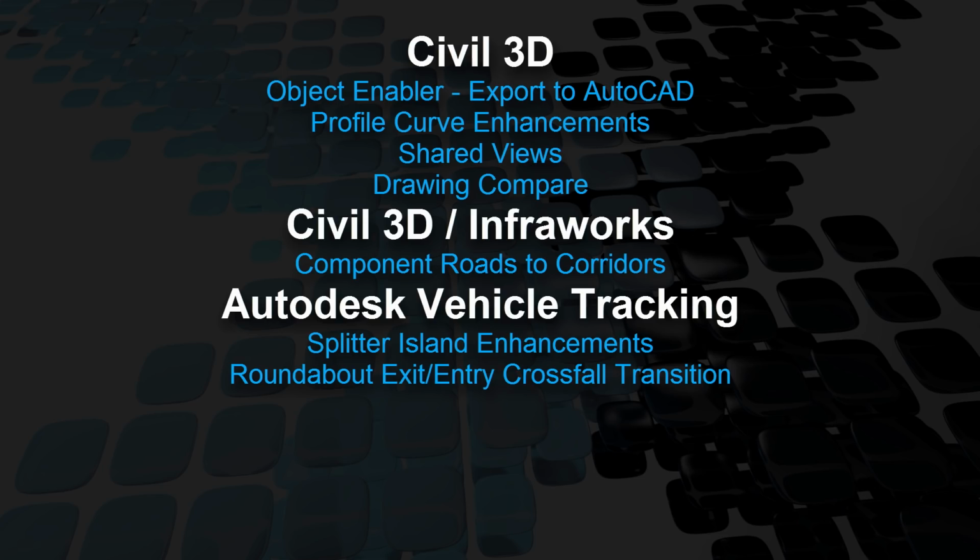For design profiles, Autodesk have added a couple of new profile curve options, and we'll also take a look at how Civil 3D can be used with the new AutoCAD collaboration tools for shared views and draw and compare. When using Civil 3D with InfraWorks, we have some new functionality which enables the importing of InfraWorks component roads directly to Civil 3D corridor models. And finally, with Autodesk Vehicle Tracking, we have some extended options for defining roundabout splitter islands, and also some options for exit and entry lane crossfall transitions.